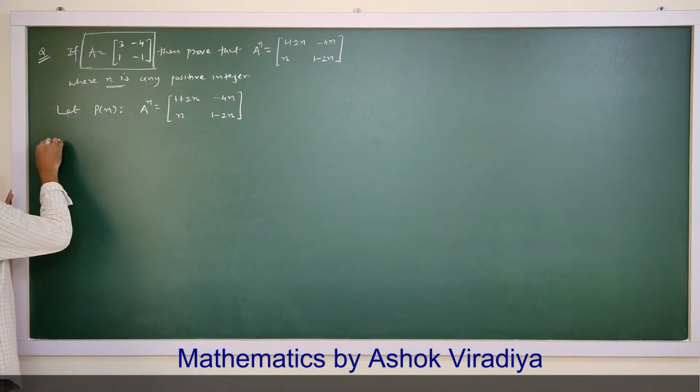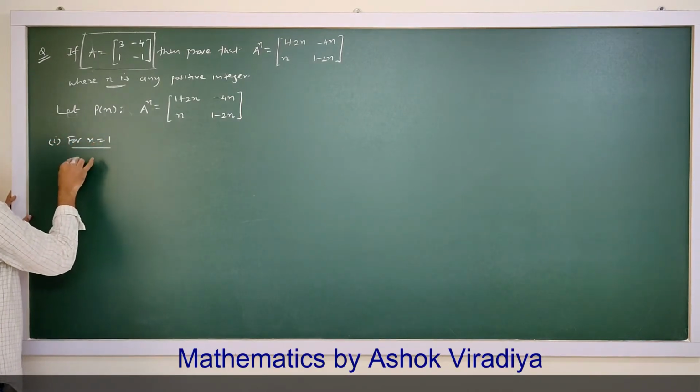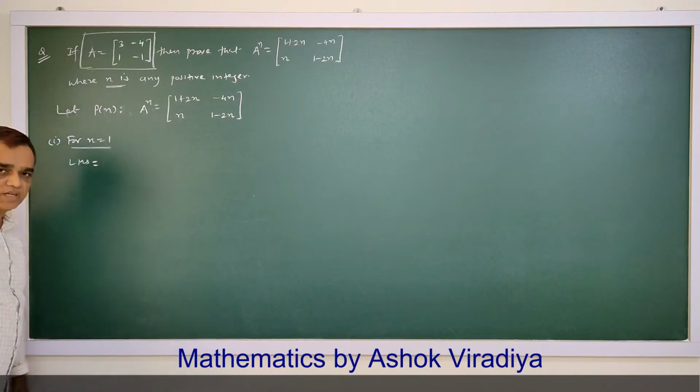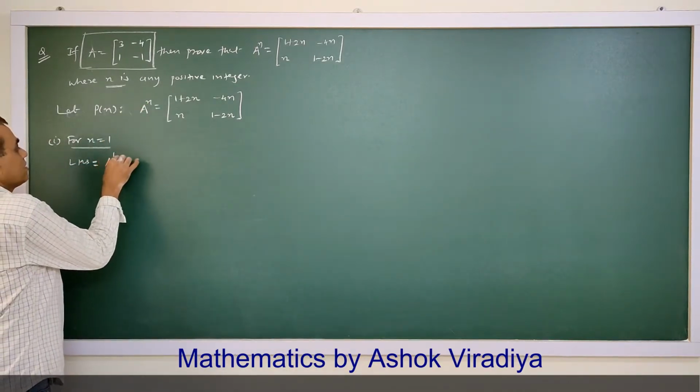So for n equal to 1, the left hand side is A raised to 1. It is A.